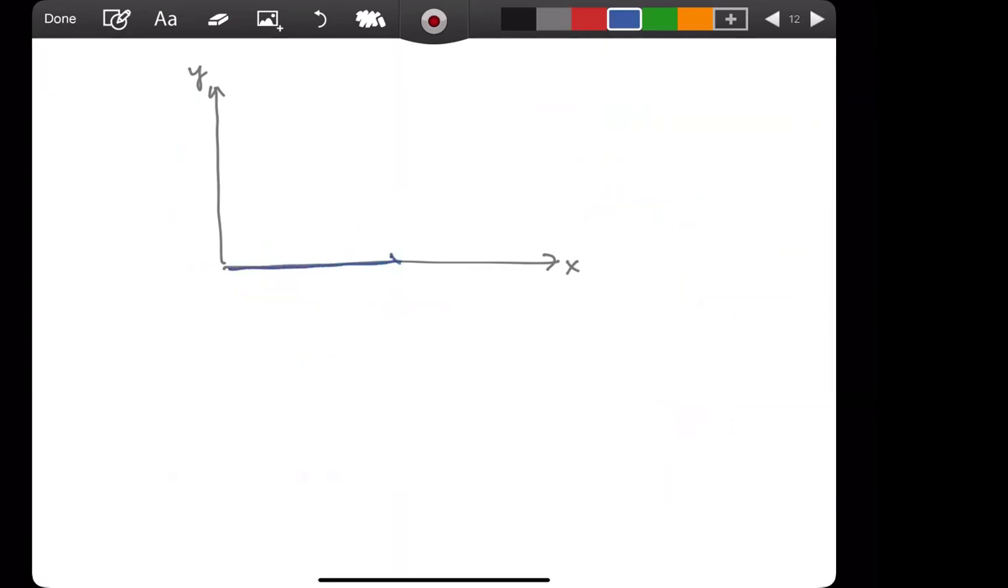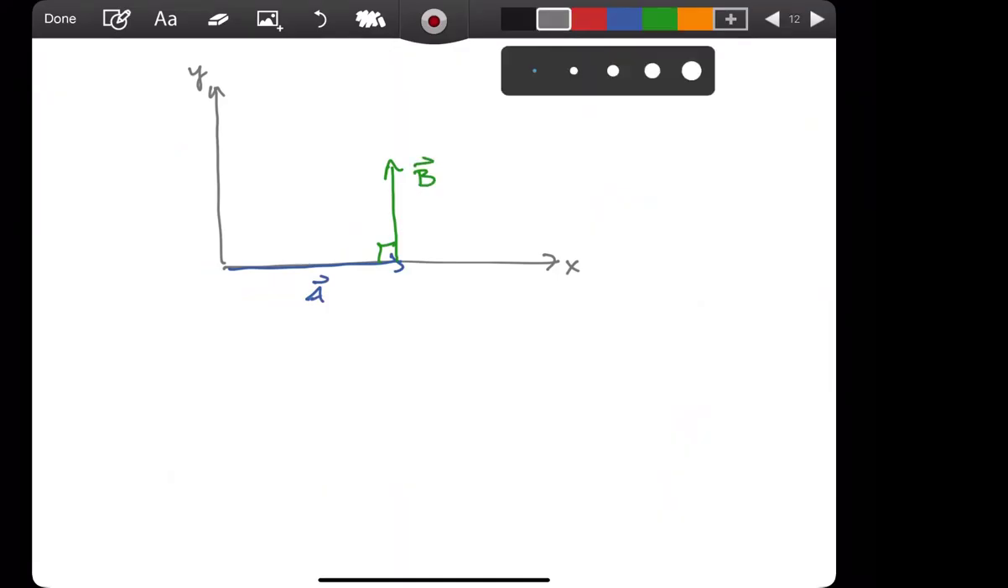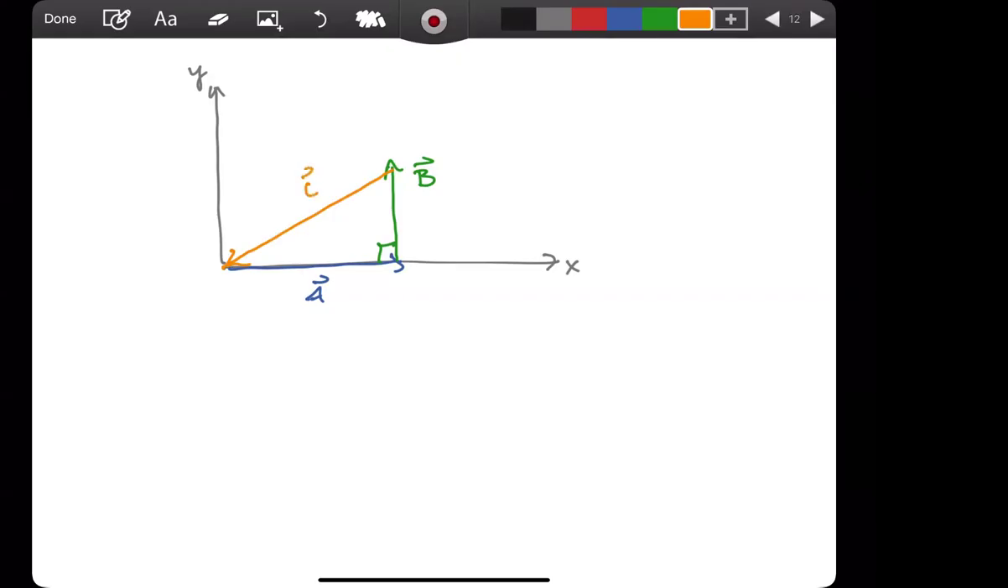A is going to point this direction. So it's my vector A. B is going to point up this way at a 90-degree angle. So this is my B. And then C, you see in yellow here, is going to be the hypotenuse of this triangle pointing back in the direction of A. So this is my vector C.